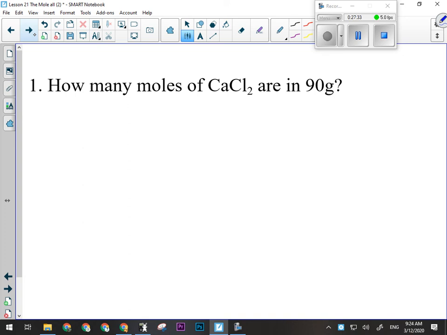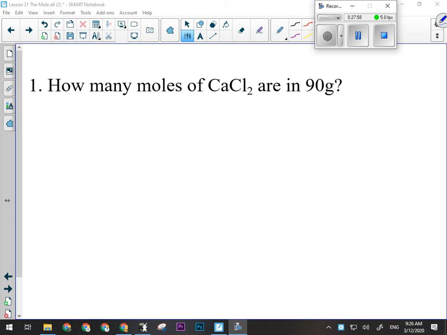All right, so I want you to write this one down because this will be our first example. We want to calculate how many moles of calcium chloride are in 90 grams. Whenever we're doing problem solving in science, the first thing we want to do is write down our givens. That is, what numbers or values did the question tell me?